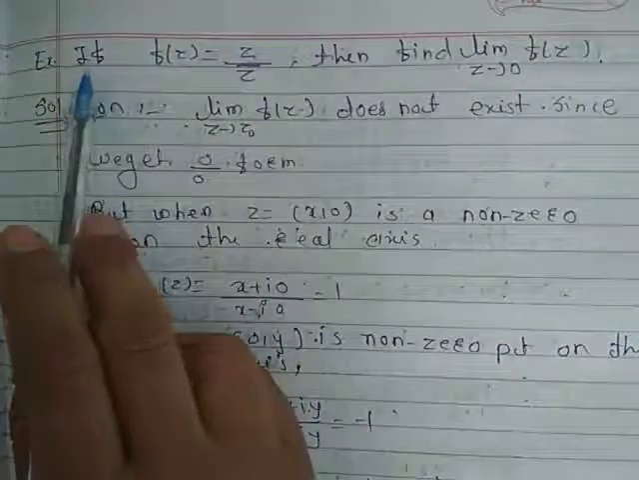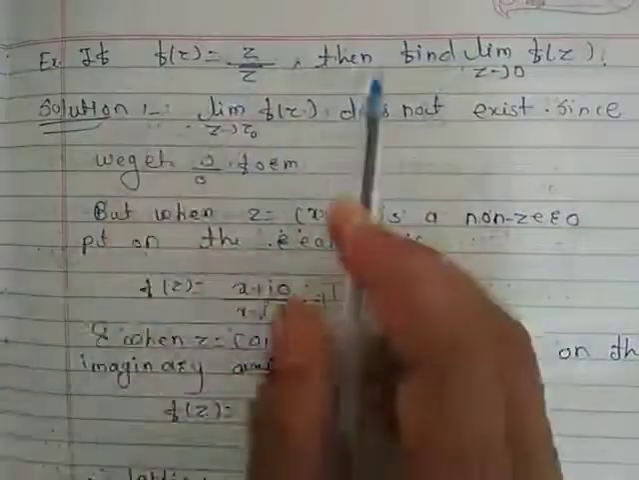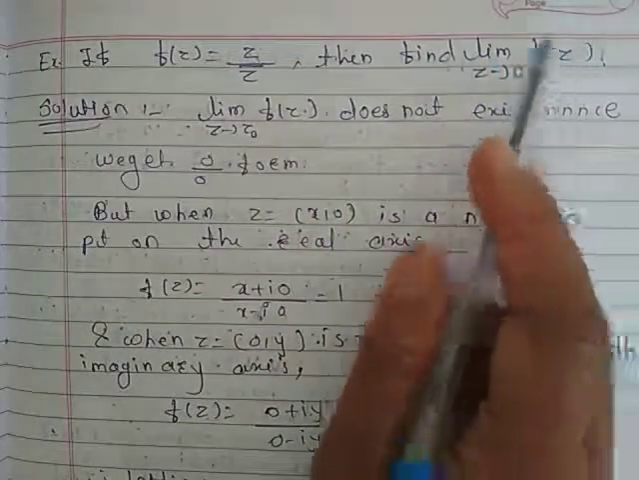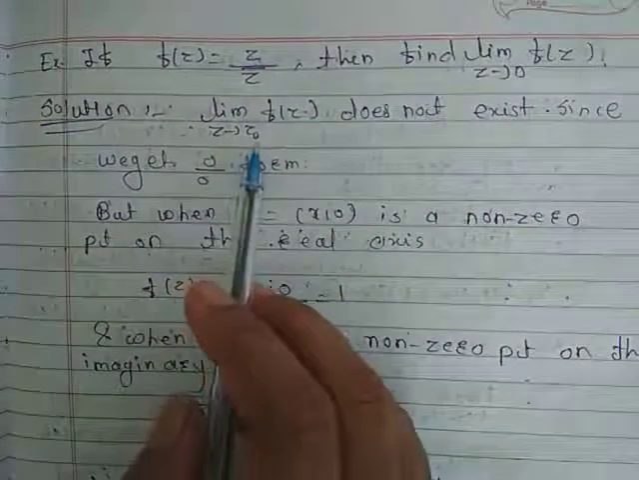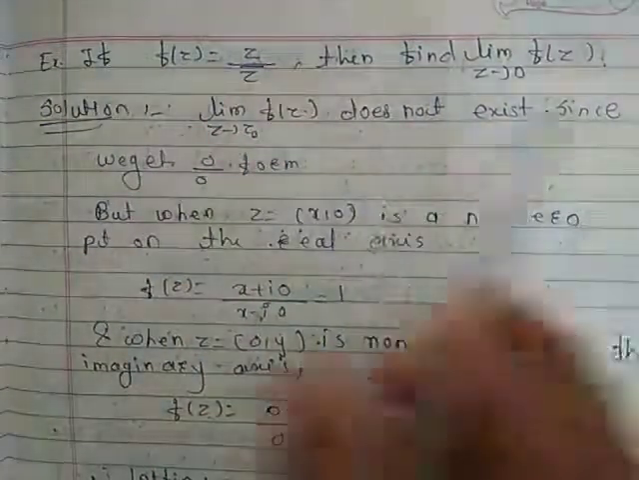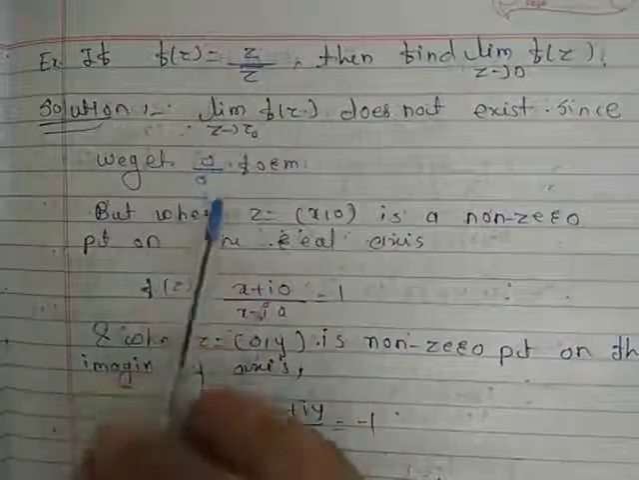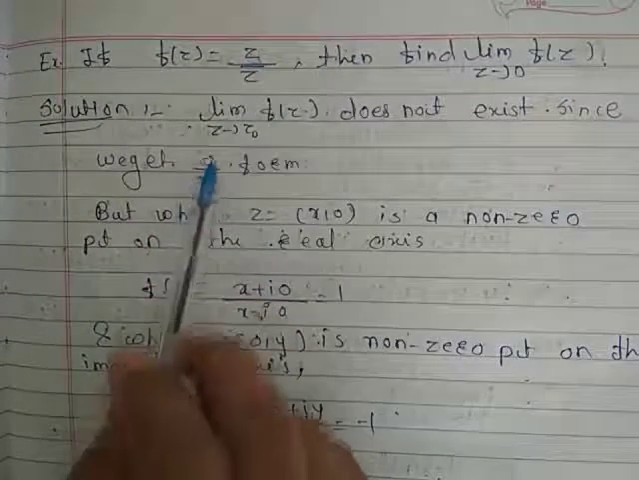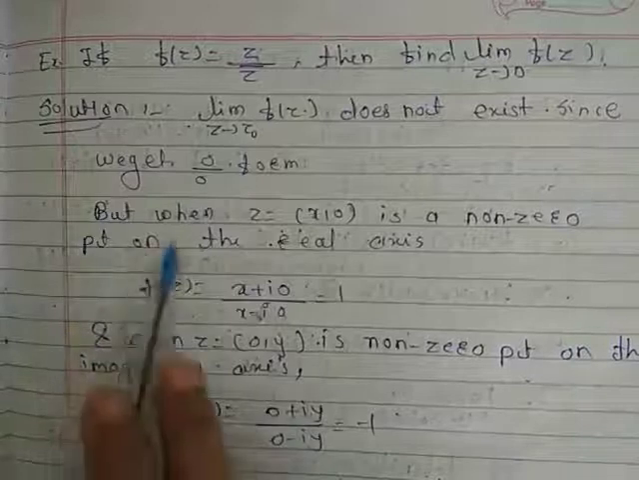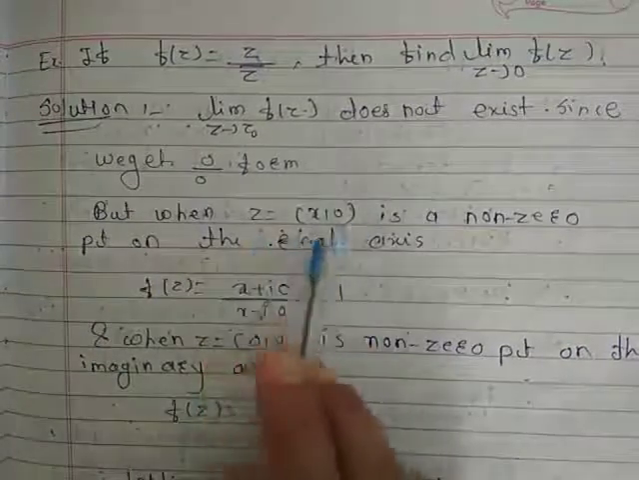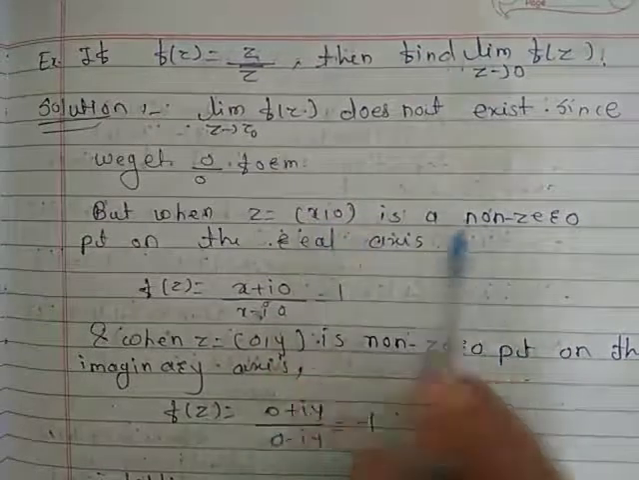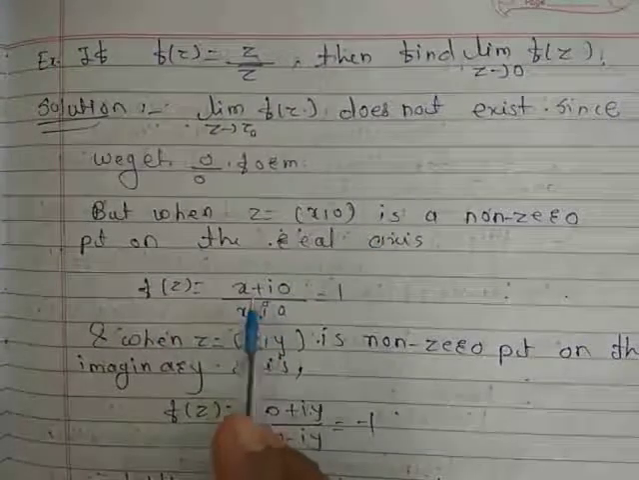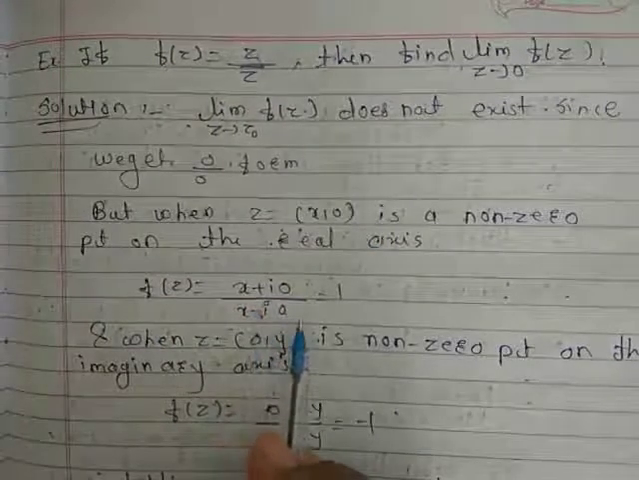Now see one example. If f of z equals z upon z bar, then we have to find limit z tends to 0 of f of z. Solution: the limit does not exist. If you put z equals 0, we get 0 upon 0 form. But when we choose z equal to the ordered pair (x, 0), a non-zero point on the real axis, we get f of z equals (x plus i0) upon (x minus i0), which equals 1.